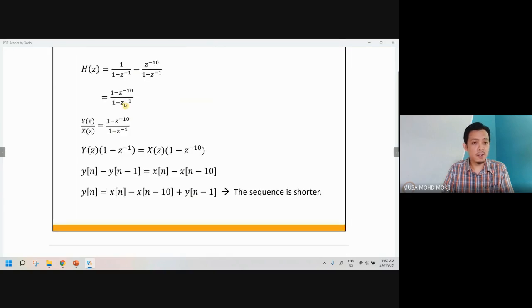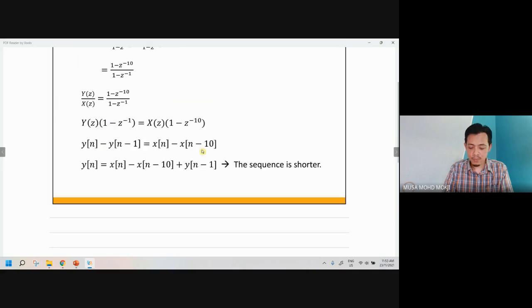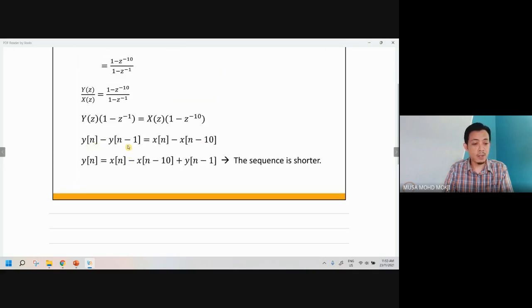And this is in the form that we want. What is this? This is our H(z). H(z) is the system function, right? So we know that H(z) equals Y(z) divided by X(z). Bring those up, and then you have y[n] minus y[n-1] equals x[n] minus x[n-10]. Or a more typical way of writing it: y[n] equals x[n] minus x[n-10] plus y[n-1].